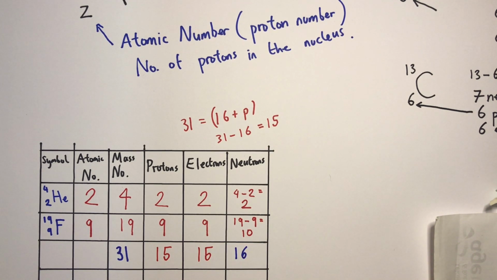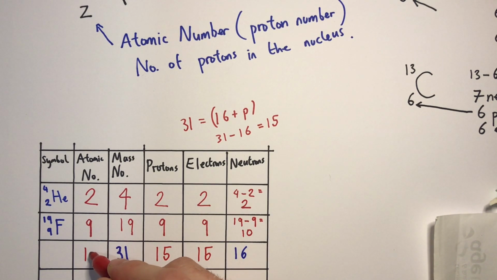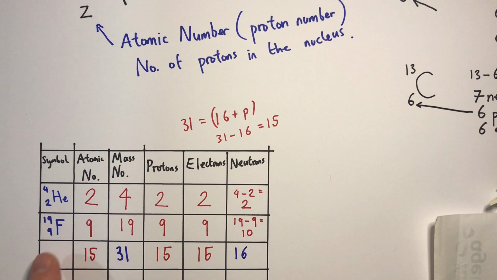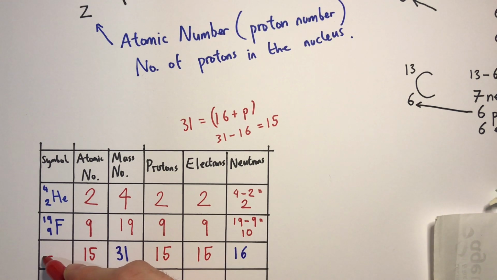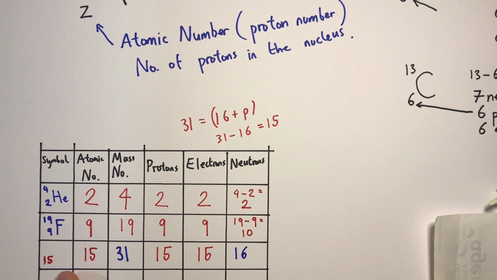And my atomic number is going to be the same as my number of protons, that's 15. So when I draw the symbol, 15 is my atomic number, the small number, usually at the bottom. And on the top, the large number, the mass number, will be 31, as already given to me.